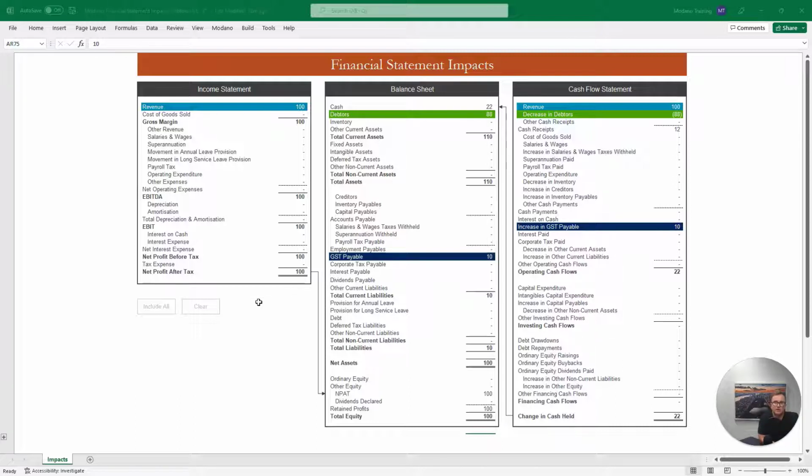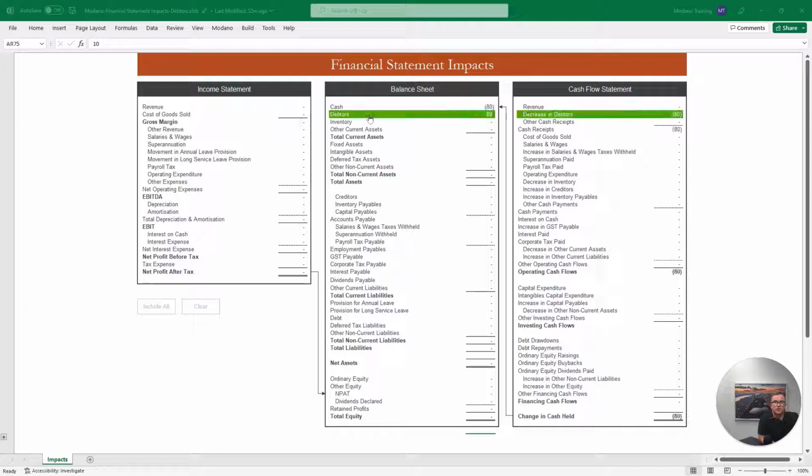To recap, when we're looking at the financial statement impacts of debtors analysis within a three-way financial model, debtors is an adjustment to the balance sheet and the cash flow statement. An adjustment to cash receipts within the operating section of the cash flow statement. This adjustment to cash is matched with an increase in our debtors balance on the balance sheet, therefore not changing net assets or the net profit of a business. It is simply an adjustment to the cash and balance sheet.